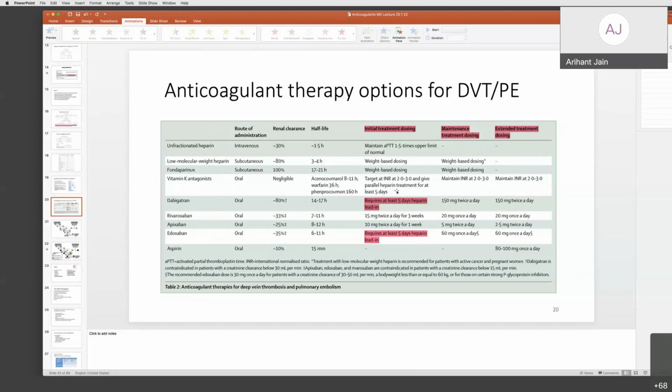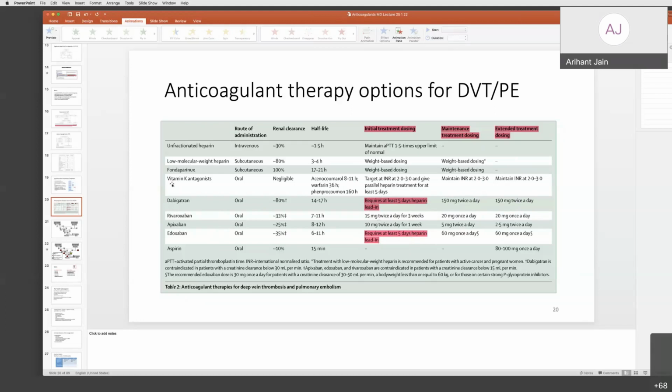VK antagonist, you know that we always start it generally with a 5 milligram dose to target an INR of 2 to 3. Dabigatran, typically the dose is 150 milligram twice a day. Dabigatran and edoxaban, these are the two NOACs which would require a lead-in with 5 days of heparin.